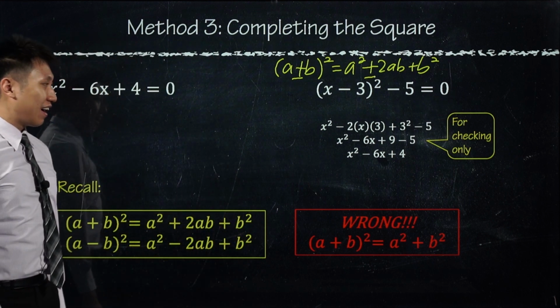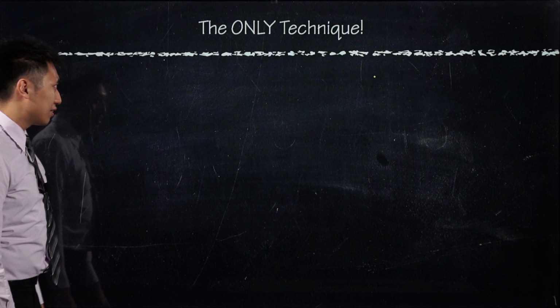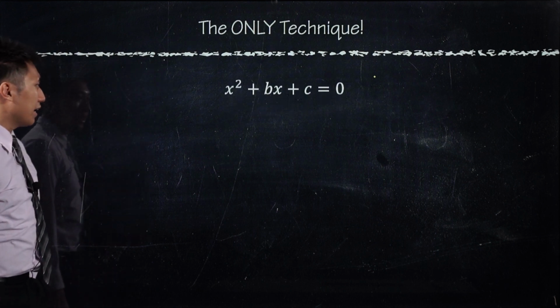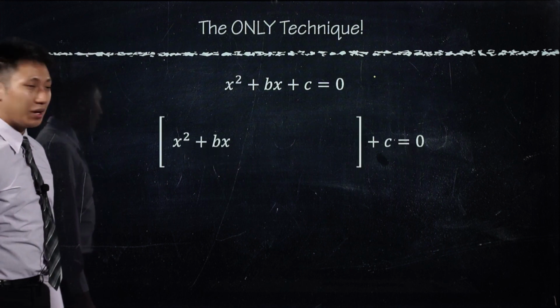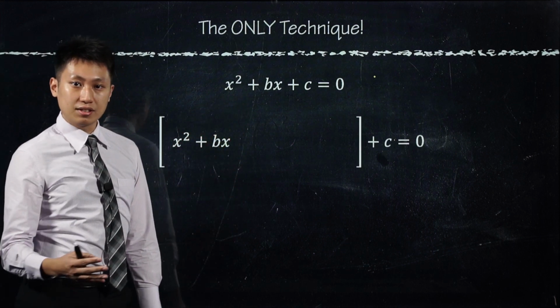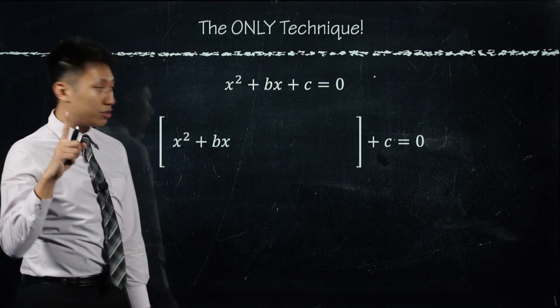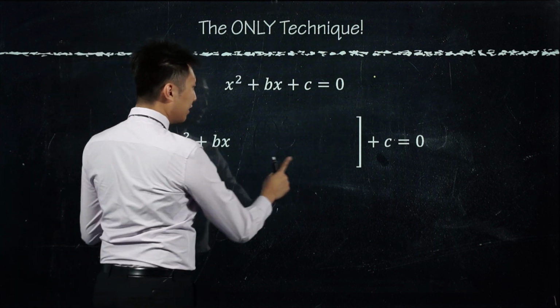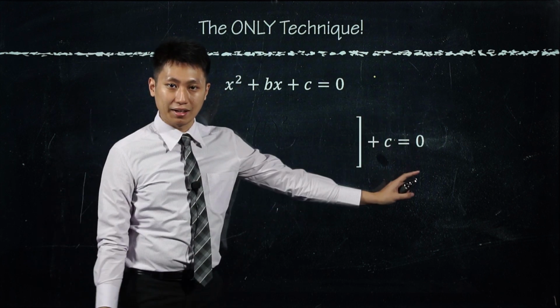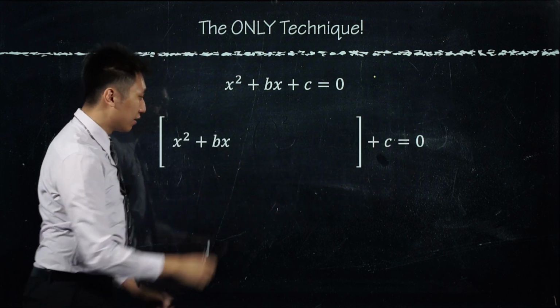So let's go on to the techniques in this whole section. You're given a quadratic equation and you want to complete a square. First thing you do, you put a bracket here and put a c outside of the bracket. You want to deal with this part only.